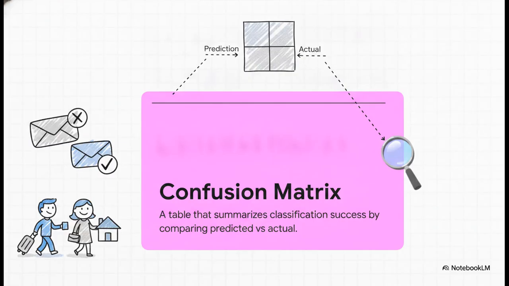Now, for classification problems, like predicting if a customer stays or goes, or if an email is spam or not, the confusion matrix is your ultimate scorecard. It's a fairly simple grid, but it directly compares what your model guessed against what the reality actually was. It reveals exactly where your model is getting, well, confused.